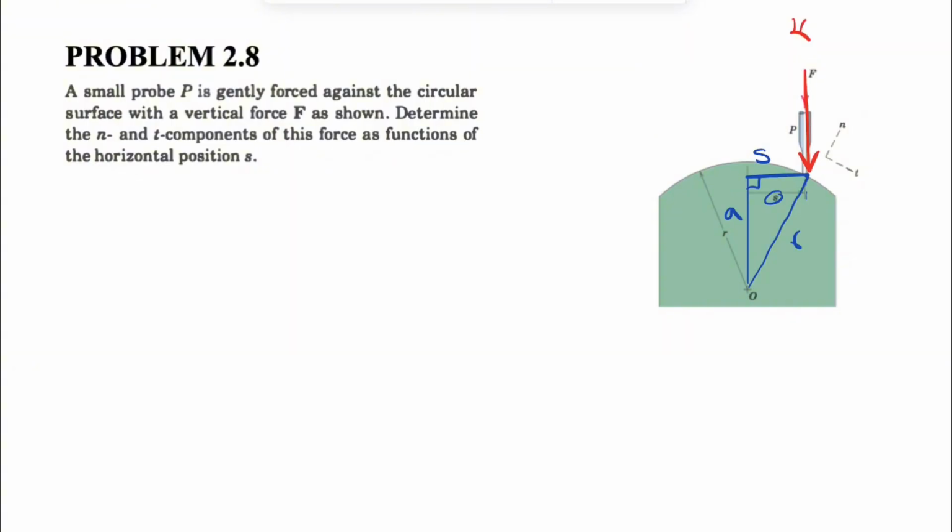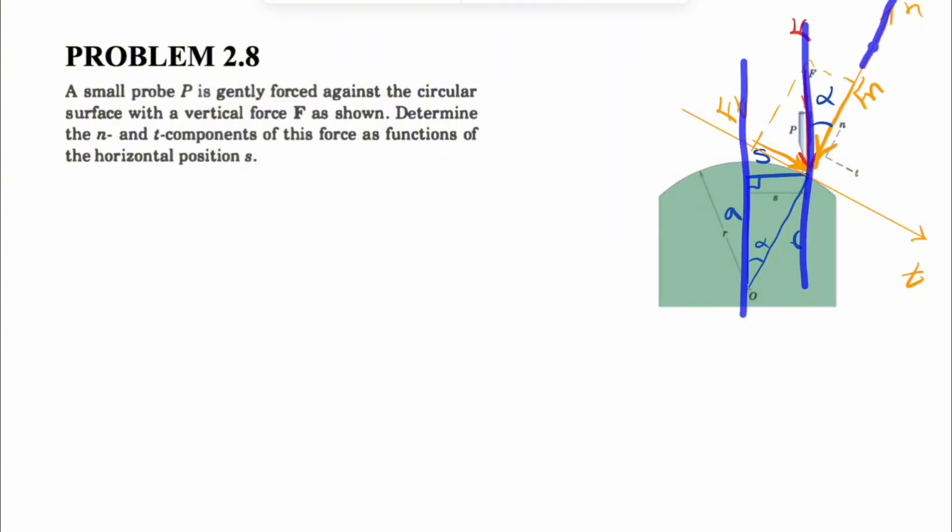We can resolve this force into two components, N and T. So if we consider this line our N and T, and we resolve the force F into N and T components, this will be our Fn, and this is going to be our Ft, where the resultant of these two forces is going to give us F. Let's call this angle over here alpha. If that angle is alpha, this angle right here would also be alpha, because the vertical force F is parallel to this line, and we have a crossing line, so these two angles are the same.